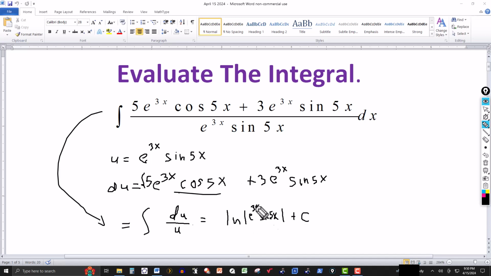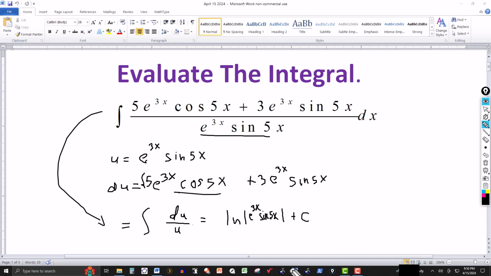And that should work for the answer that we have here. Because if you want to check your answer, the derivative of this would give you that expression. The derivative of the constant is 0, and for the derivative of the natural log of e to the 3x sine of 5x, this would go in the denominator, which is right there. And then you take the derivative of that product, and that gives you what's in the numerator.